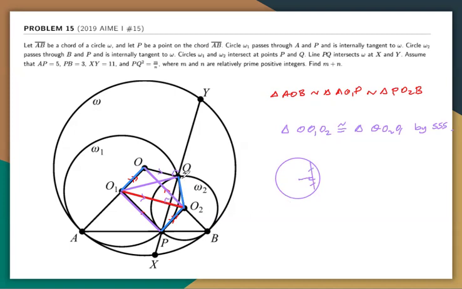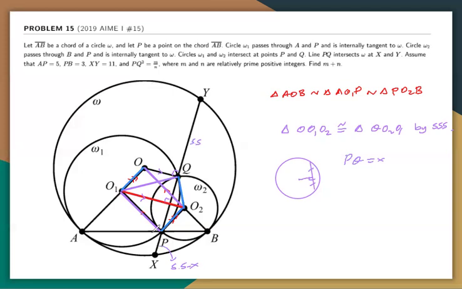Okay, that is going to be helpful because we already know XY, the entire segment, was 11. So the Y to Q should be half of that, which is 5.5. Then the other part will also be 5.5. But we are interested in Q to P. If I call that X, which is PQ, and since we know the remaining part was 5.5, this part will be 5.5 minus X.